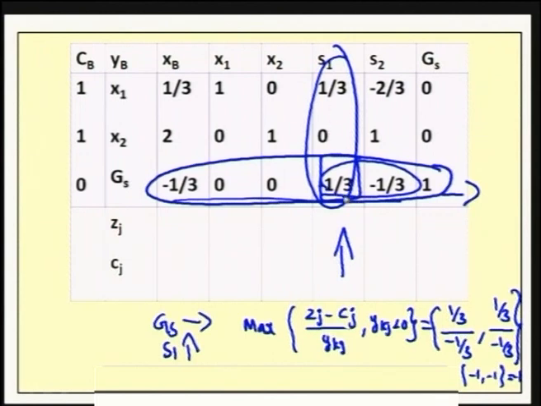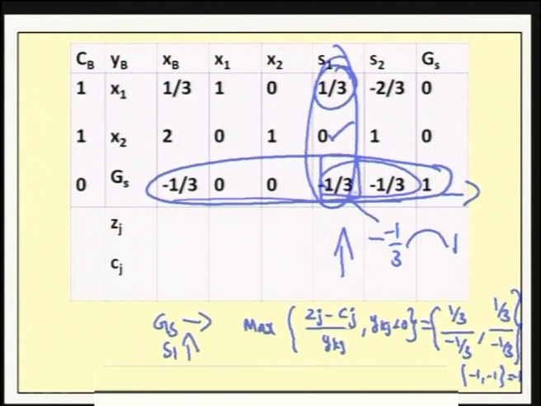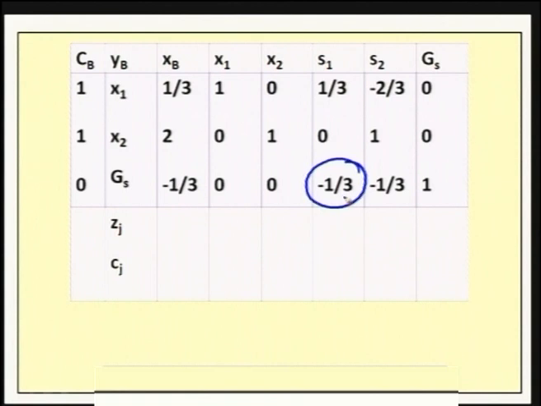So, in the next step our aim is to convert this minus 1 by 3 as 1 and the remaining two elements in the column as 0. It is already 0, therefore no need to do any row operation for this one, and we have to convert this 1 by 3 into 0. So, my next aim is to convert this minus 1 by 3 as 1.